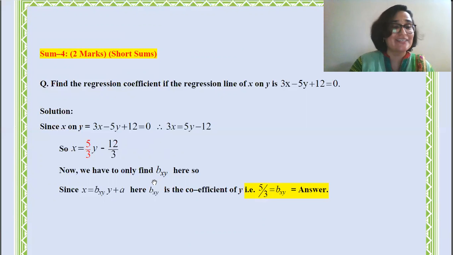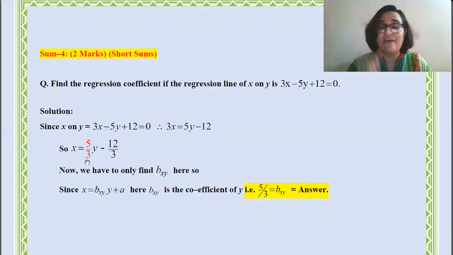Look, what did I teach you? Whatever is the coefficient of y, that you directly pick up as your bxy. Yes, you remember that. Very good. So your bxy, as you see in the red highlight, is equal to 5/3. If you have understood, 2 out of 2, short sum complete.